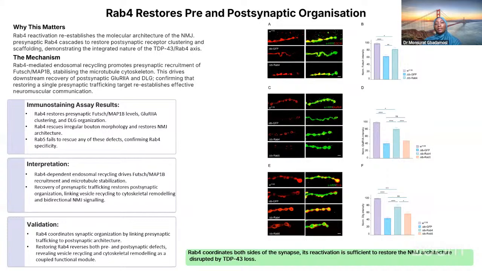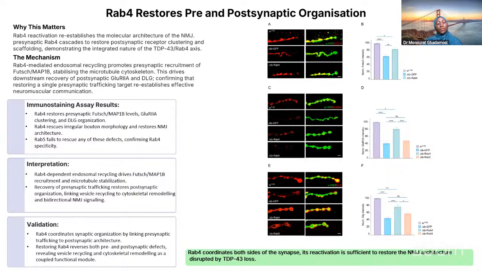So we go ahead further to check what is happening at the neuromuscular junction of these RAB4 rescued flies. We checked the pre and post synaptic organization. For the presynaptic one, we stained for Futsch. Why did we choose Futsch? We know that Futsch is a microtubule associated protein involved in maintaining and stabilizing the synaptic architecture during division and growth. So Futsch is very important, and it's also a direct target for TDP43.